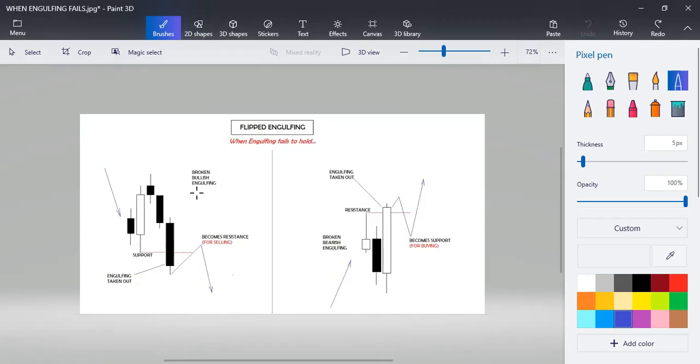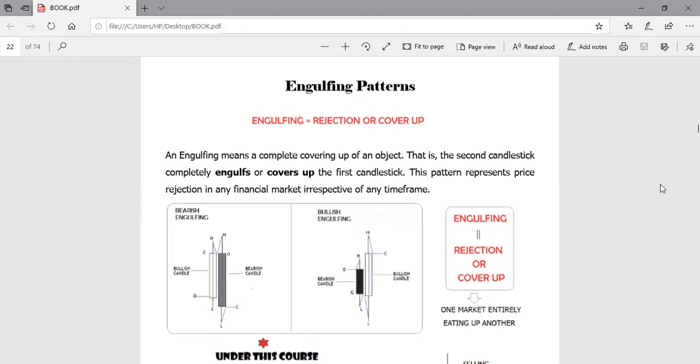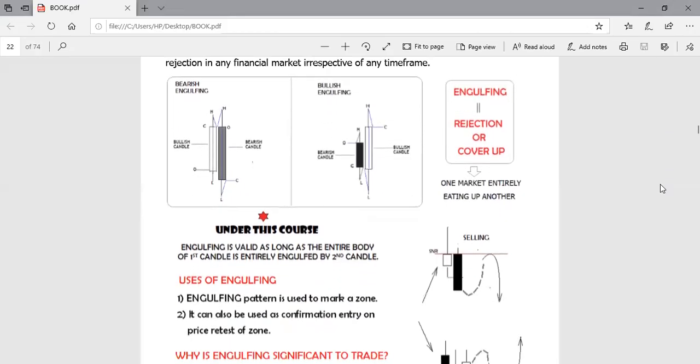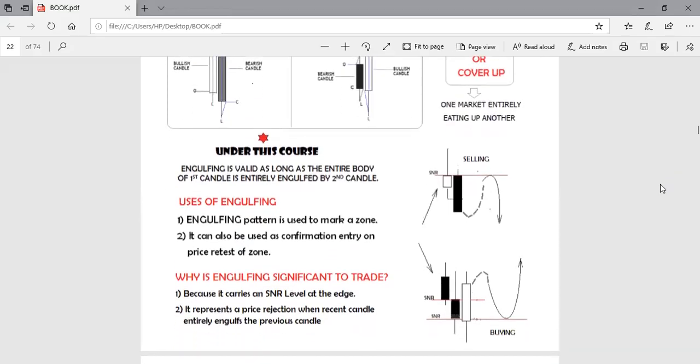So I told you in the manual that you can use engulfing to mark a zone. You can use it to confirm a setup. You can use it to confirm a zone or to confirm a trade setup on the zone. You can use that as an entry confirmation. It can also be used to mark a zone.